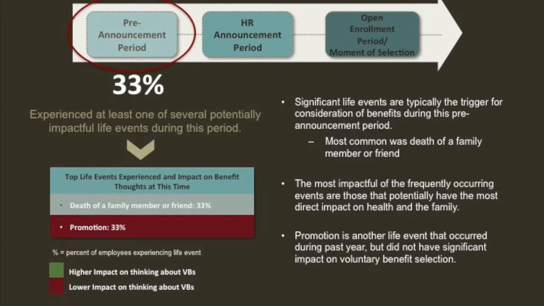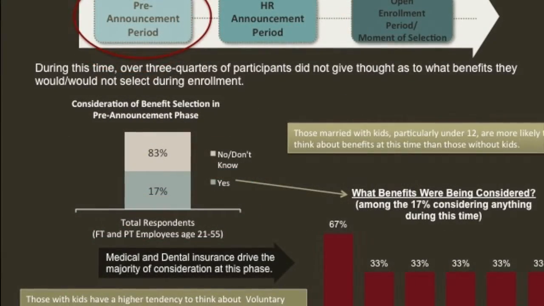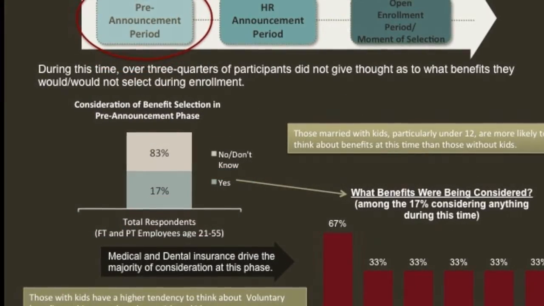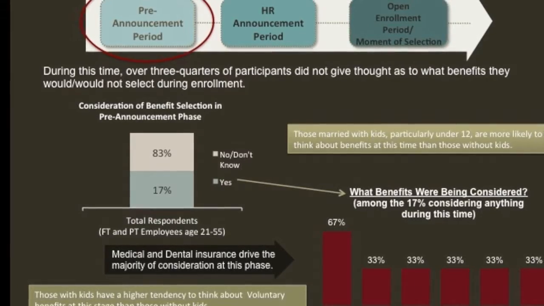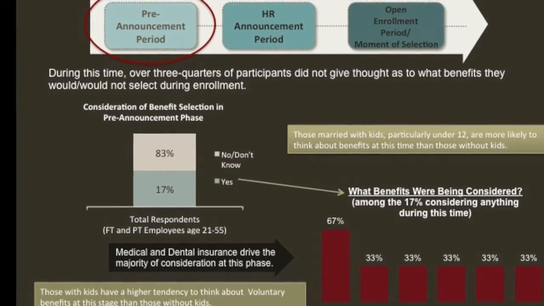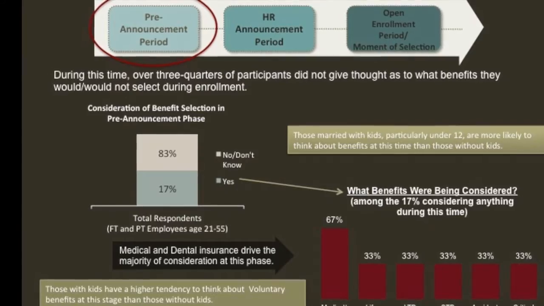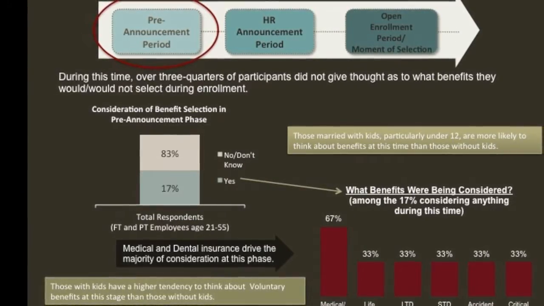Significant life events really are the main reason people consider purchasing these products. And if something has happened directly to a family member or a close friend, that has a really big impact on whether people consider these products. Promotion is another life event that occurred during the past year for many participants, but that didn't seem to have any kind of an impact on whether they would select these benefits. During the pre-announcement period, over 3/4 of the participants did not give thought as to what benefits they would or would not elect during enrollment. I thought that was quite interesting.